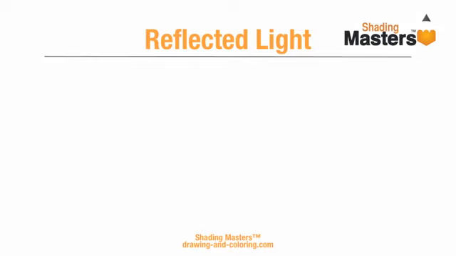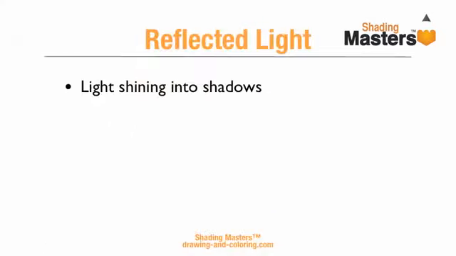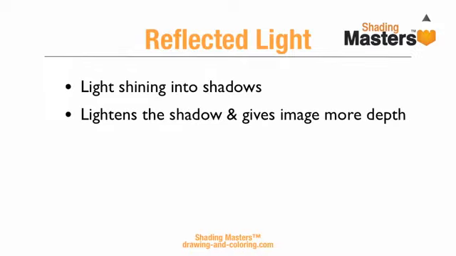And last is reflected light. Reflected light is light that bounces off other objects and surfaces back into the shadows. It can be confusing if you don't know about it or even notice it, but it's lighting the shadow. And if you're not accounting for it, it can also be the reason why your images don't really have much depth. They bring more depth into the shadows. So with those key elements in mind, let's head over to the desk and I'll show you some examples.